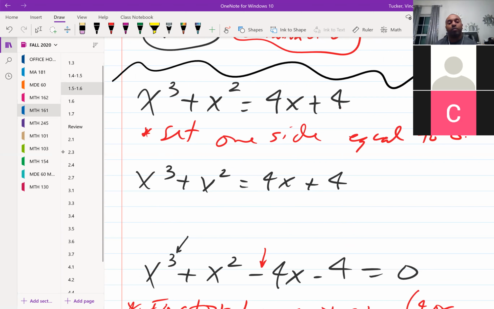Before we had 4 being the highest power. So you want to set one side equal to 0 and see if it's possible to factor and see if that can lead you to solving your equation. So this scenario, x cubed plus x squared equal to 4x plus 4. I'm going to set one side equal to 0.